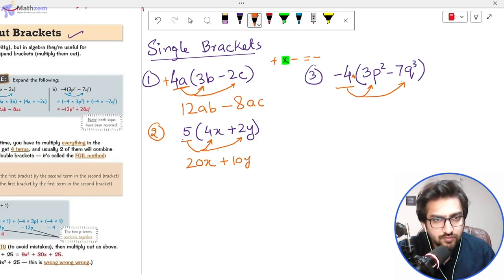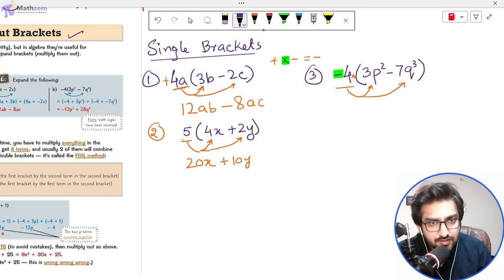All right, so now there is a minus sign. This is minus, focus here a bit. This is minus, there is plus, nothing is written, so it is plus. Okay, if nothing is written, it is plus. So let's multiply the numbers. 4 times 3 is 12, and p square will come there as it is.